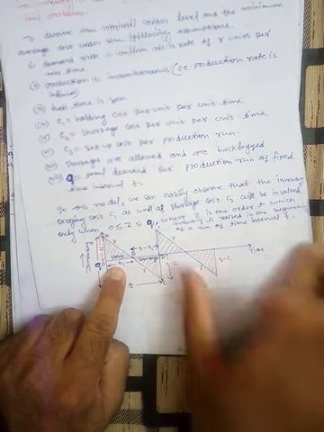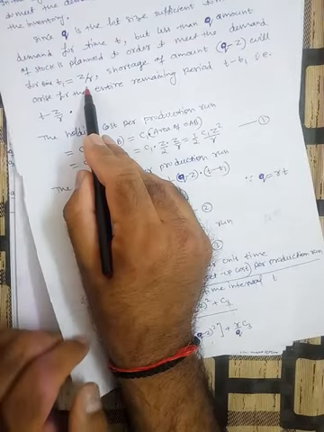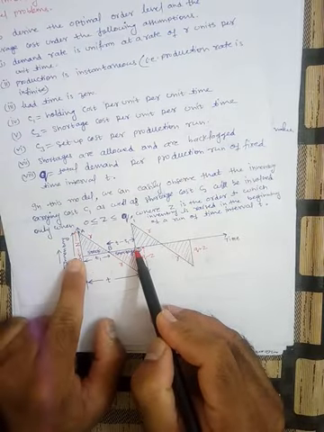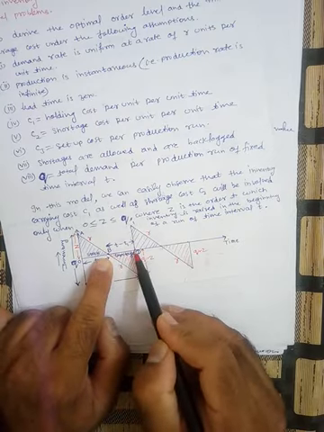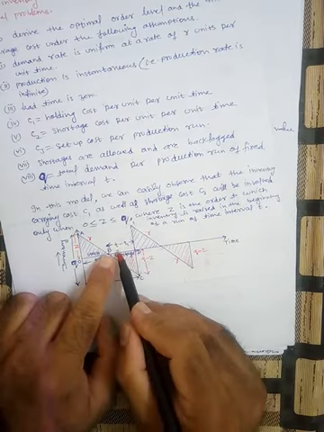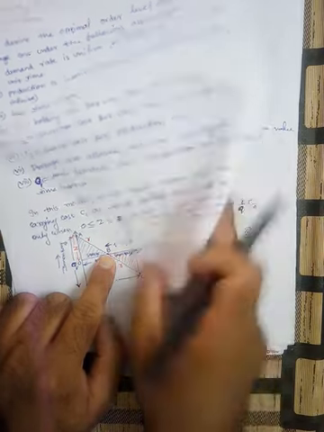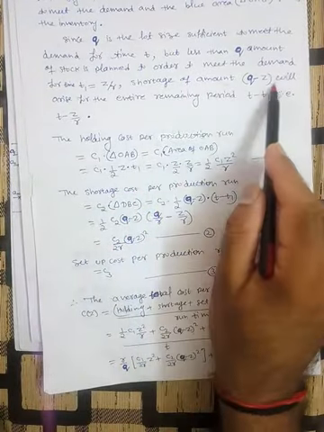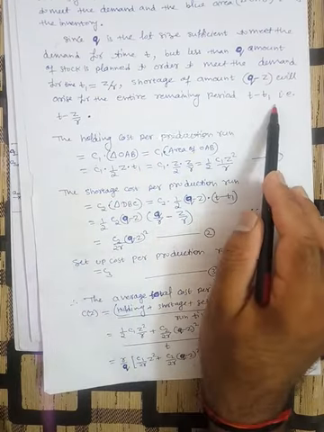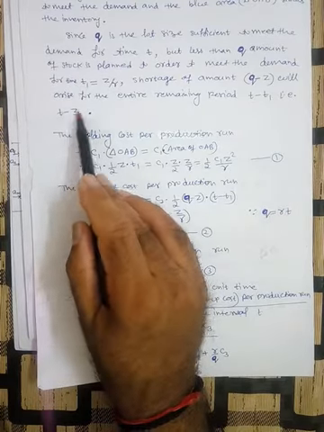R into T1 is Z, so T1 is Z by R. Similarly for the shortage area, the total time is T and this part is T1, so the part from B to D will be T minus T1. R into (T minus T1) is Q minus Z. Rate into time equals Q minus Z. So the shortage of amount Q minus Z arises over the remaining period T minus T1, which is T minus Z by R.